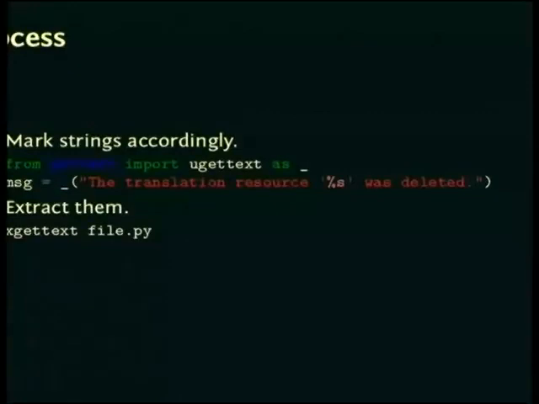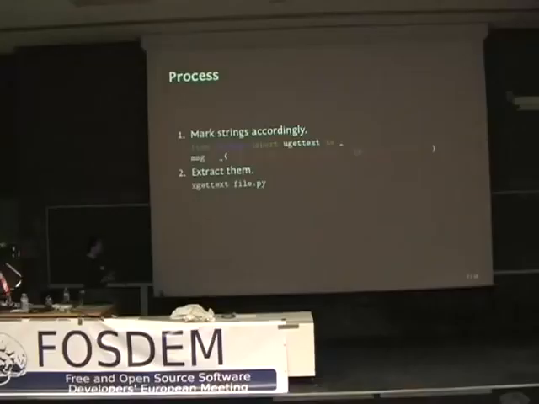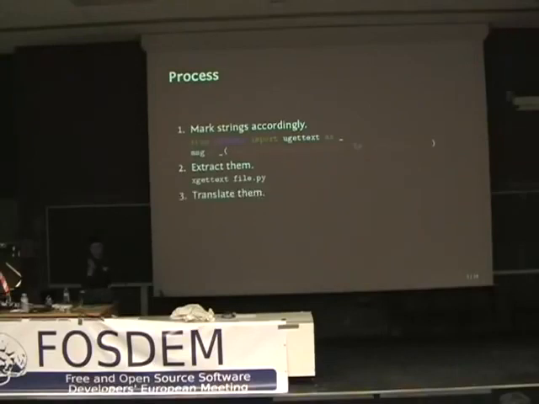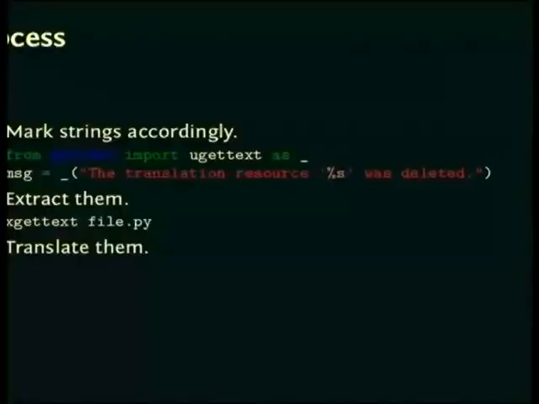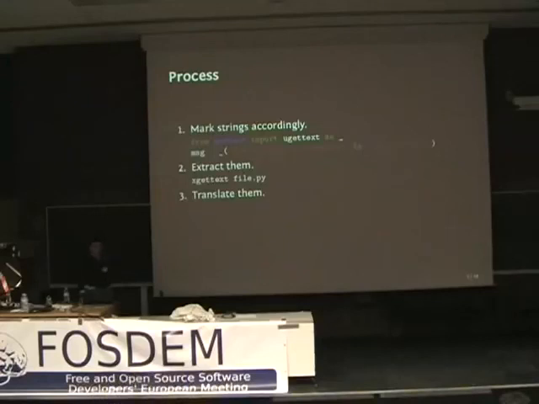The second step is to extract all those strings. In the gettext world, you use the gettext program over your source code. The third step is just to translate all those files in each language you want it translated to. The fourth step is to create the binary files for the translations, and the fifth step is just to release the whole thing, the source code along with the localization files.